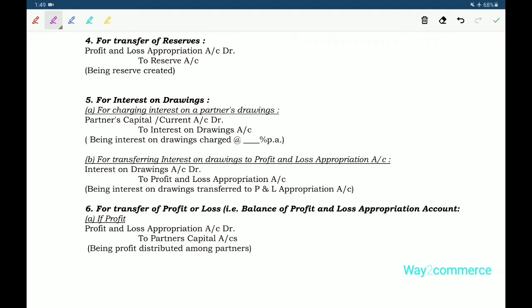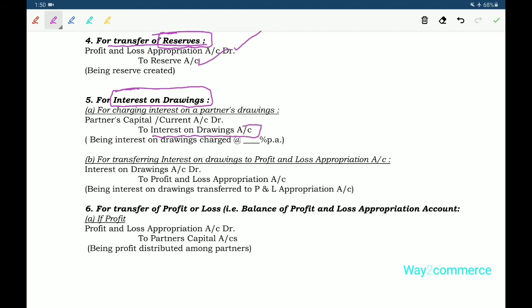Next, fourth one, for transfer of reserves. For transfer of reserves, what is the appropriation entry? Profit and loss appropriation account debit to reserve account. This is directly an appropriation to reserve. Next, for interest on drawings. So we know that interest on drawings is an income to the business. That's why interest is credited.